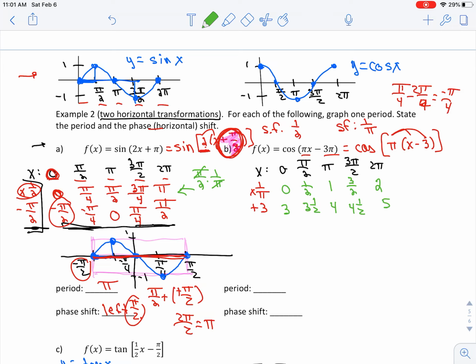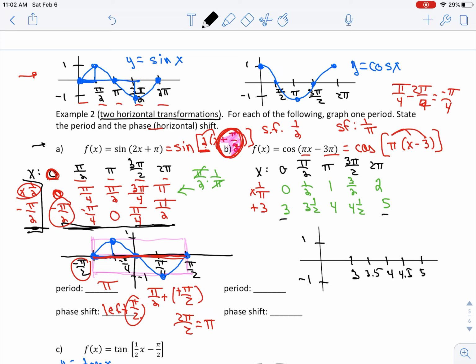So now we want to graph those, and notice that, again, the y values haven't changed. We haven't done anything vertical. But we have changed the x values. So our x values go from 3 to 5. And we have the 4 and the 3.5 and the 4.5. Make sure you have those labeled. And then the 1 and the -1, those are the y values.